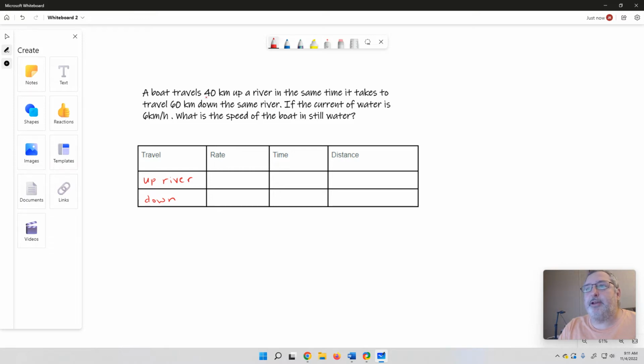Now if we look, it's going slower up the river. So that means we're going to have to take its speed and subtract the current from it. So this is going to be x minus 6, because we're going to let x equal the speed in still water.